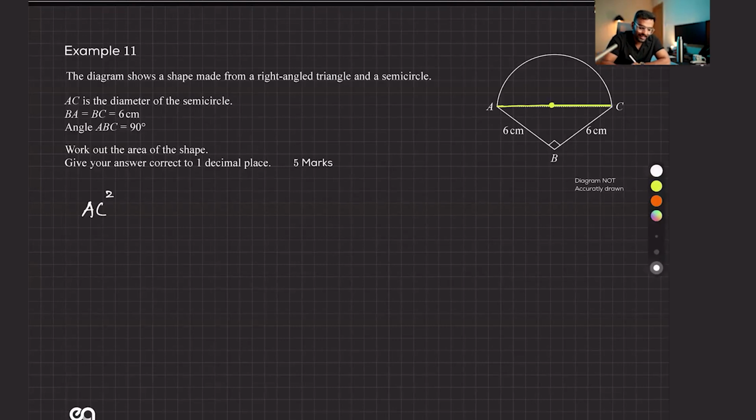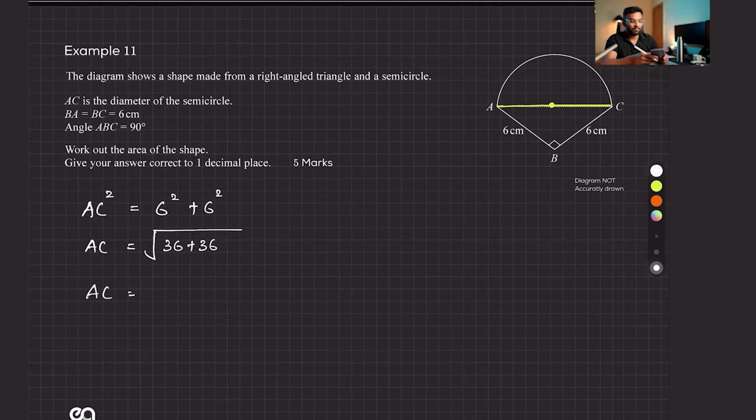So would you agree AC square? Okay, so we're squaring the longest side equals 6 square plus 6 square. Is that okay, everyone? Yeah. So AC equals square root of 36 plus 36. You can put that in your calculator. Putting it in now. And that's giving me some value. 8.48. 8.49 I would go for centimeter, okay?